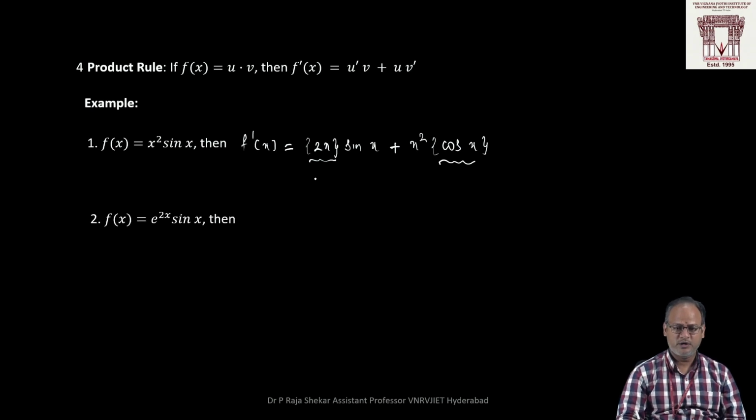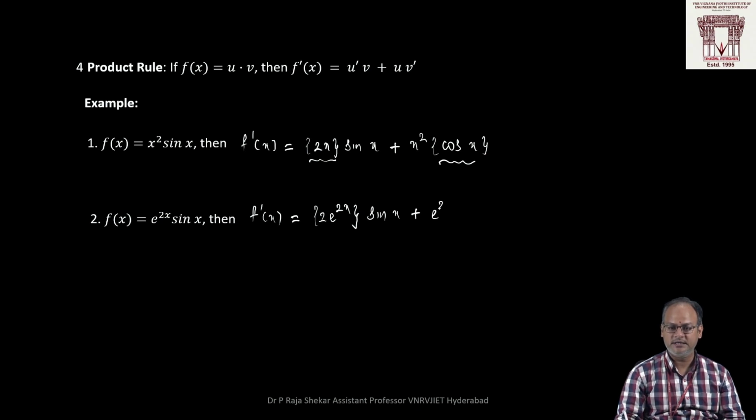Likewise, let me take one more instance where the function is e power 2x into sin x. Then the derivative f dash of x, just by applying the same rule, u dash v plus uv dash, u dash is the derivative of e power 2x. The derivative of e power 2x is 2 into e power 2x. v as it is, sin x, plus now u being e power 2x and the derivative of sin x. The derivative of sin x is cos x. So this is one more example.